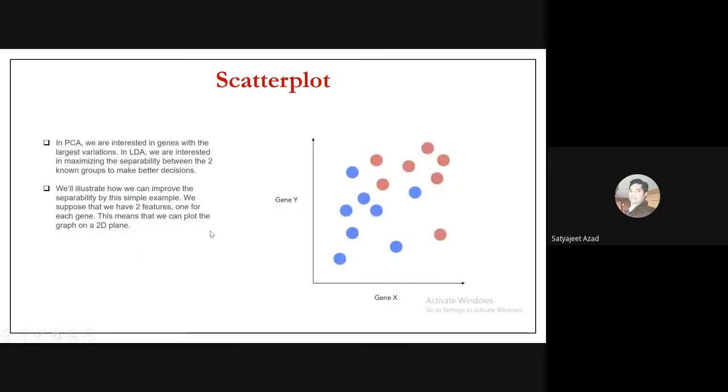Based on this scatter plot, I'm not going to explain PCA, but in LDA we are interested in maximizing the separability between the two classes. If you have two known classes, our aim is just to create a distinction, a separation. We're trying to create more separation. How are we going to create these separations? This is one of our tasks.